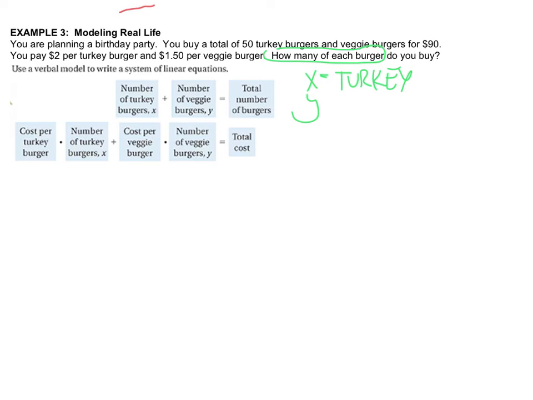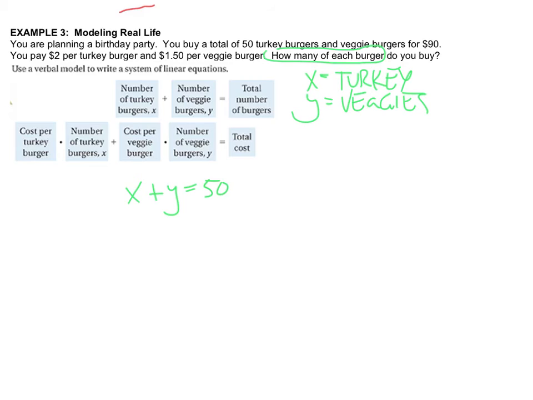And the y will be the veggies. So for this first equation, we have the number of turkey burgers, x, plus the number of veggie burgers, y, equals the total number of burgers. Well, up at the top, we were told right here that we purchased 50. So there's my first equation.